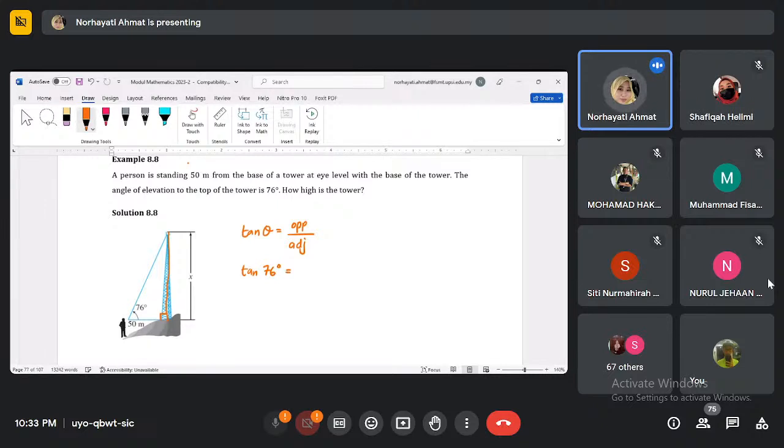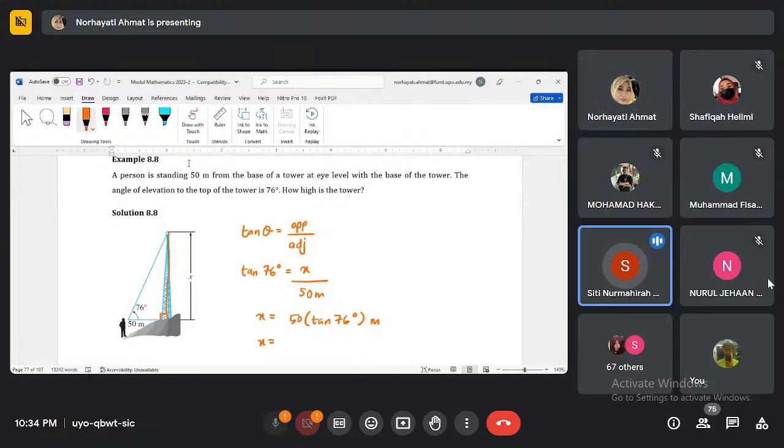So kita ada tangent theta, theta is 76 degree. Okay. Opposite is x. And adjacent is 50 meter. Alright. So you know the answer will be in meter. Okay. Dia punya jawapan mesti ada unit meter. Okay. Rearrange this. We get x is equal to 50 times tangent 76 degree. Okay, so what do you get, class? Cuba tekan calculator. 200.54 meter.